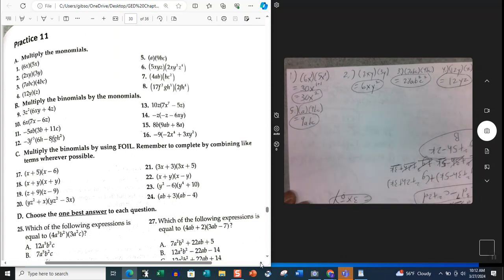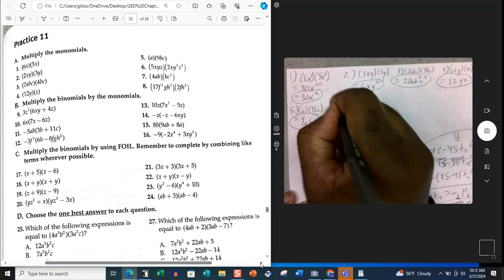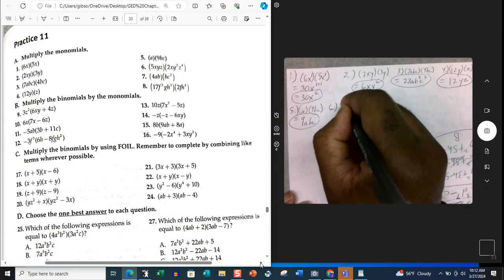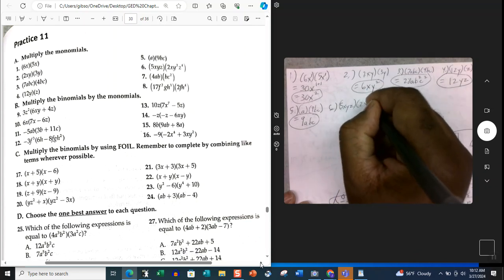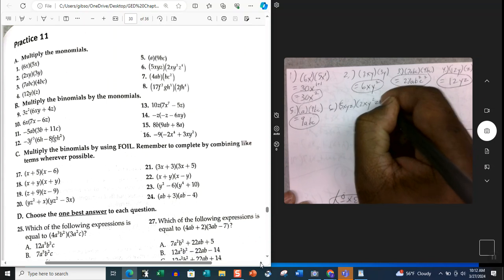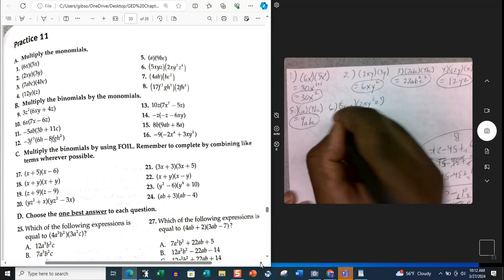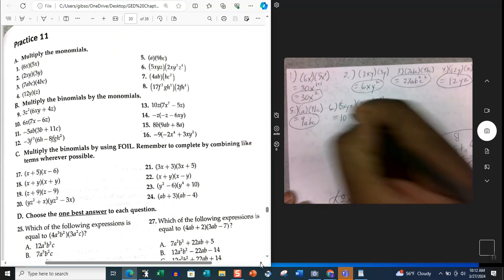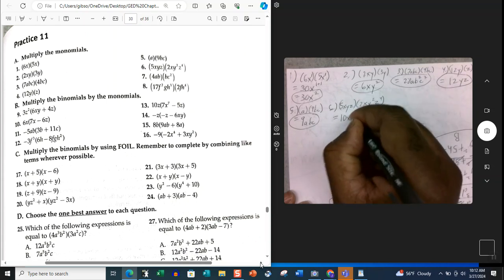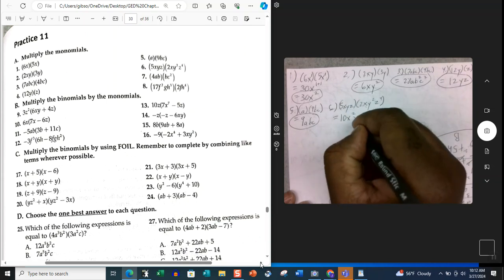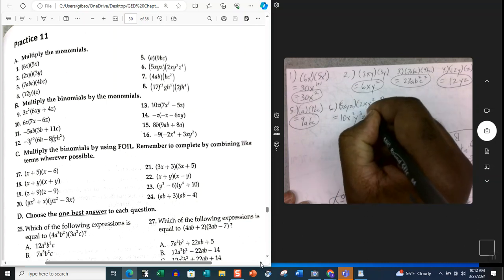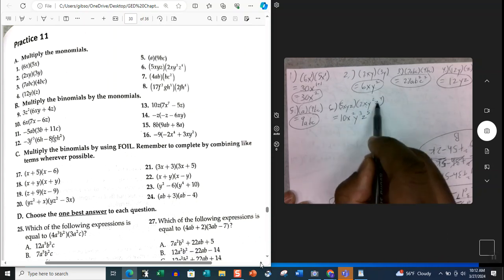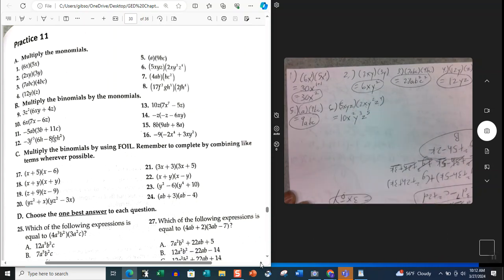Okay, number 6. We have 5xyz and then we have 2x y squared z to the 4th. So now we multiply. 5 times 2 is 10. X times x is x squared. Y times y squared is y cubed. And z times z to the 4th is z to the 5th. Because remember, when you have the same base, you add the exponents when you're multiplying.